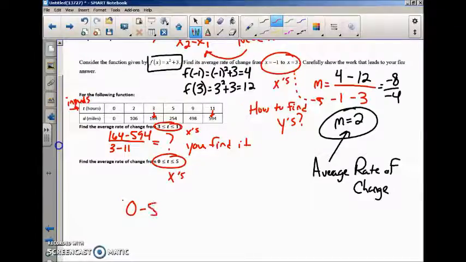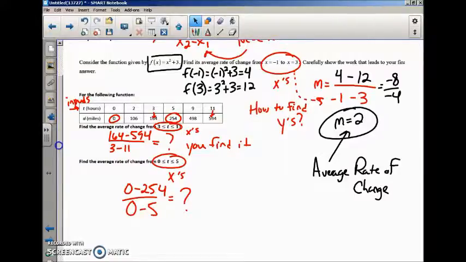0 to 5. So again, inputs are 0 and 5. Put those in the x spots of your slope formula. Then go find the outputs. 0, 254. Let's see what you end up with as your average rate of change.